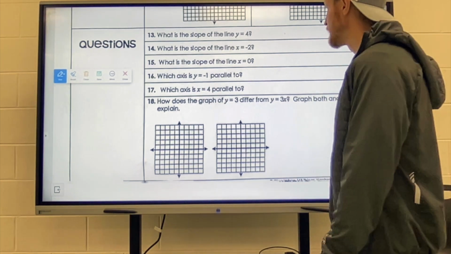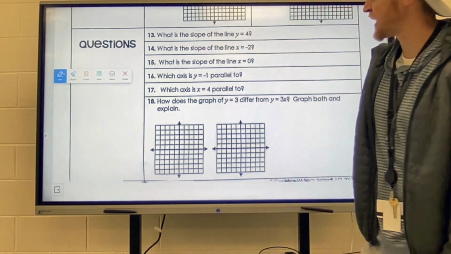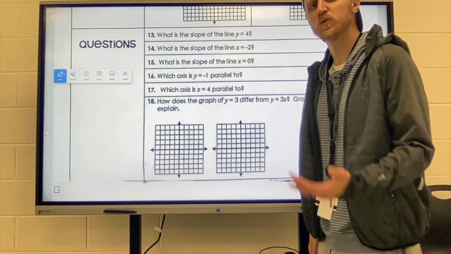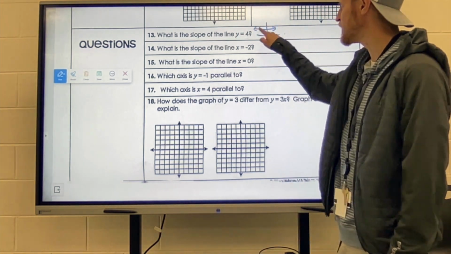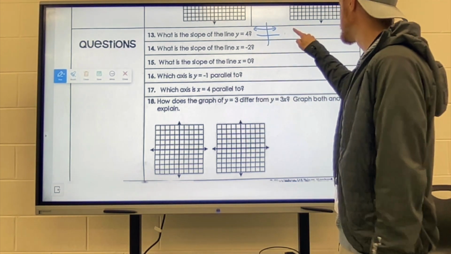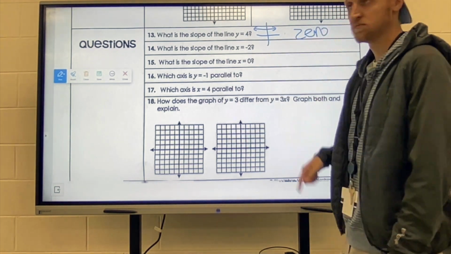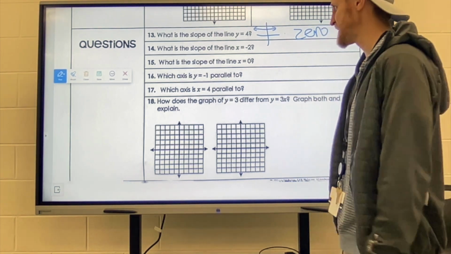But anyways, it says, what is the slope of the line y equals 4? Well, y equals 4 means I'm crossing the y-axis at 4. So that's a horizontal line. The slope here is just 0. Agreed? Good. You should probably agree. I'm a math teacher after all.